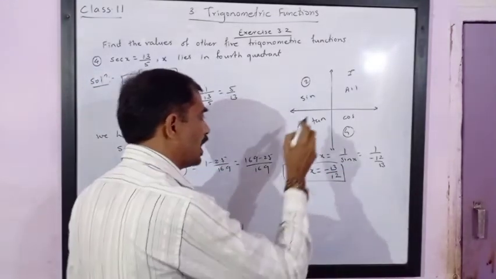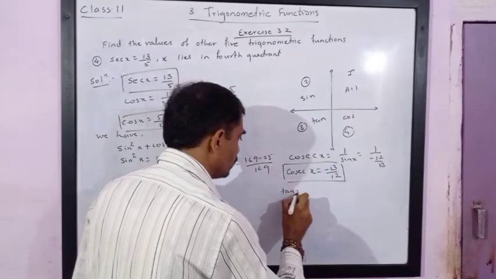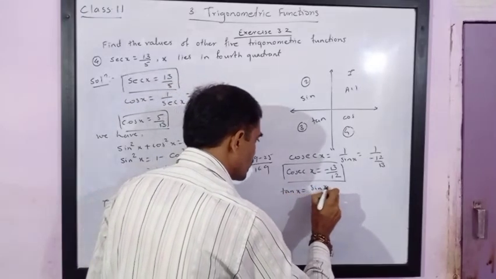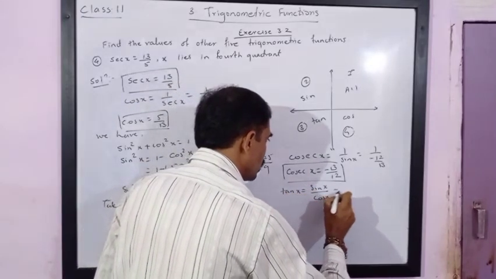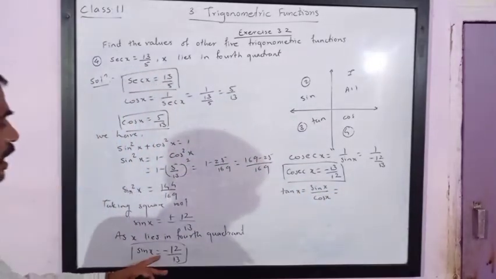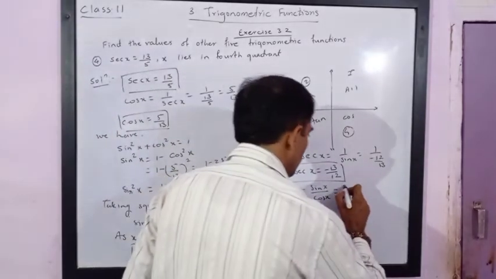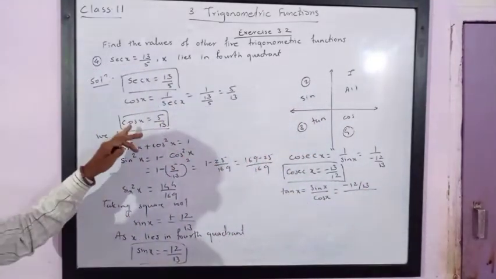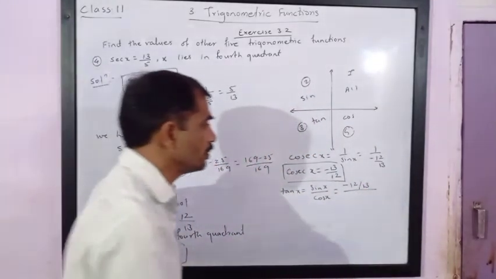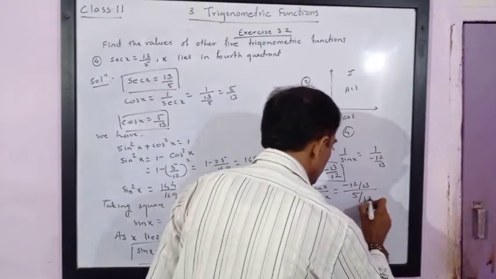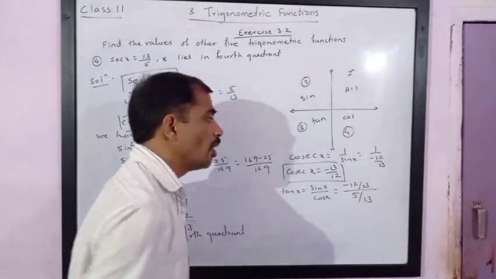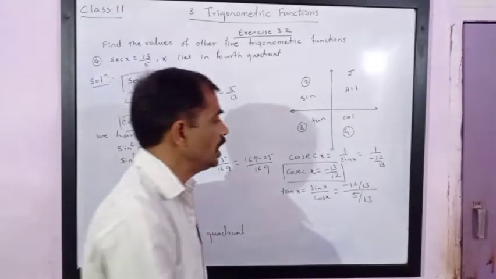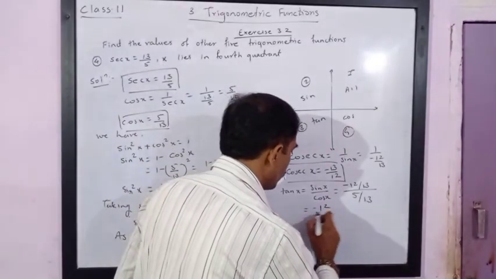We need to find tan x, and tan x is equal to sin x upon cos x. So that is equal to sin x, which is negative 12 upon 13, and cos x is 5 upon 13. So the common denominator 13 gets cancelled. We get negative 12 upon 5.